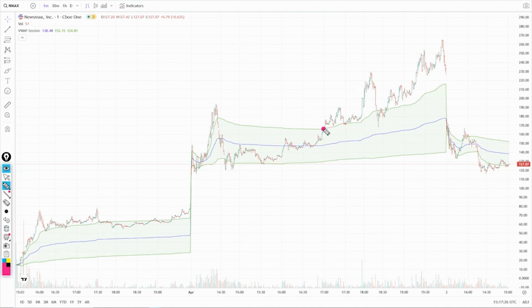So interesting how these different levels come into play throughout the course of a trading day. And a lot of it has to do with all the algos and how they trade in relation to that VWAP and the standard deviations off of that VWAP.